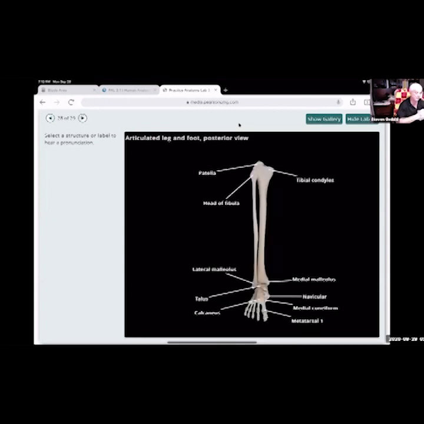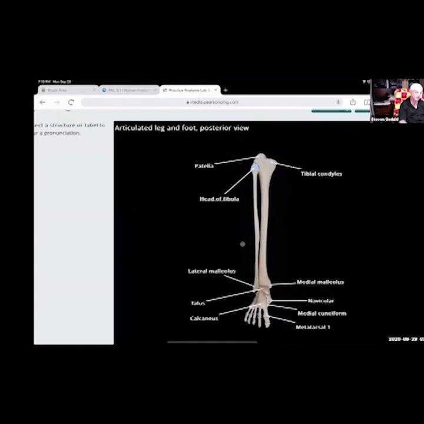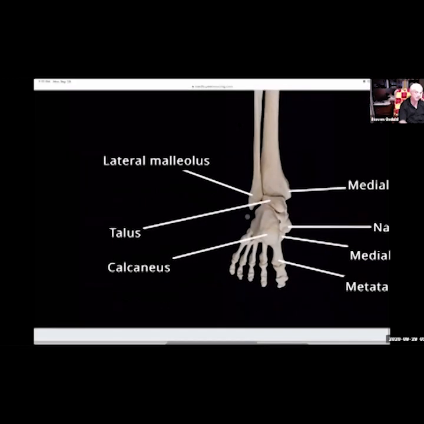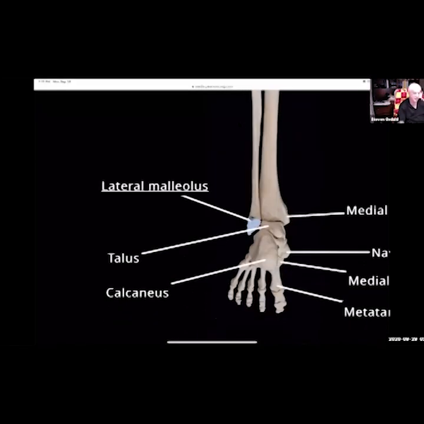All right, look at the posterior view of it. You can see the patella bone sticking up in the back right here, just the tip of it. You can see the tibia condyles, and you can see the head of the fibula. You see the lateral malleolus of the fibula bone. And again, the large bone that connects between the tibia and the foot is the talus. Calcaneus is your heel bone. Again, you're looking at the back of your leg. Okay, so that's your calcaneus.